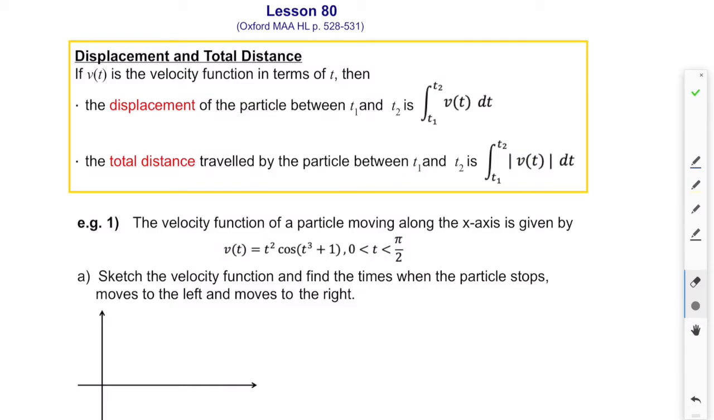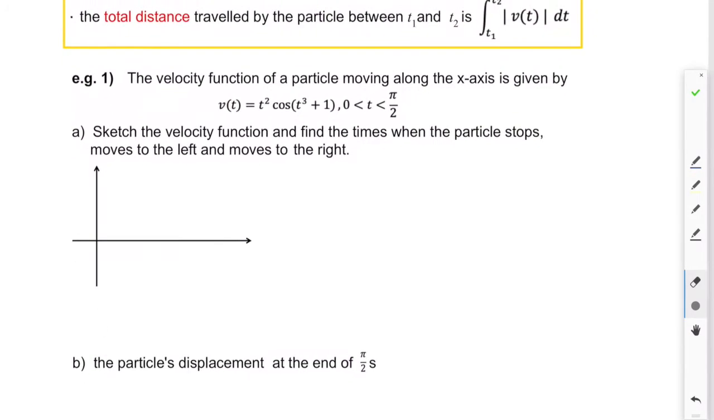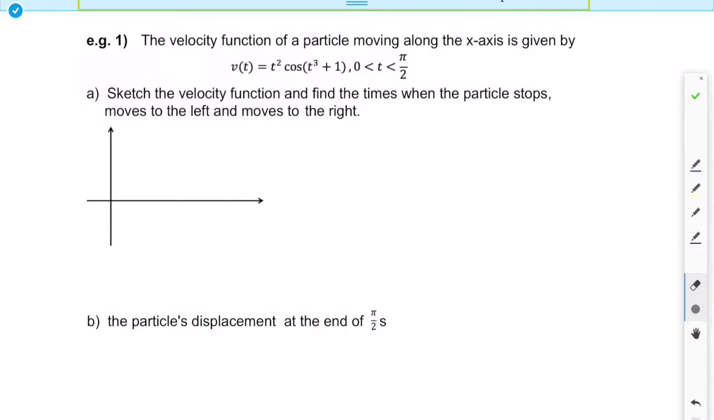We're going to practice using these ideas in the examples below. You will need your graphing calculator or at least Desmos. Example 1. The velocity function of a particle moving along the x-axis is given by v of t and the time interval between 0 to pi over 2. First, we're going to sketch the velocity function and find the times when the particle stops, moves to the left, and moves to the right.